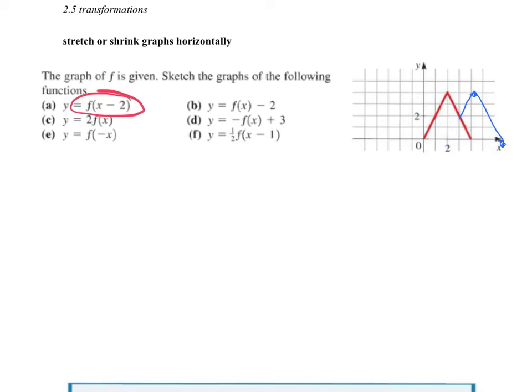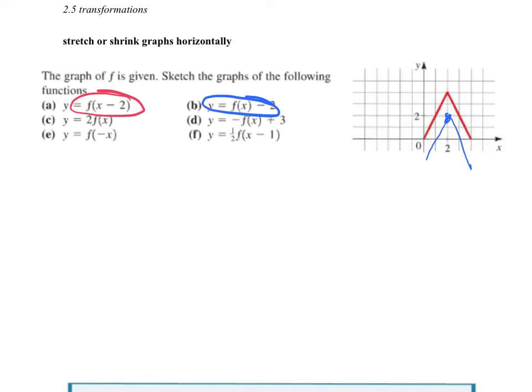Okay, the next one is f of x minus 2. That's a vertical shift down 2 units. So, vertical shift down 2 units. We'll put the peak here, and we'll put these other points like that and like that. So here's your f of x minus 2.